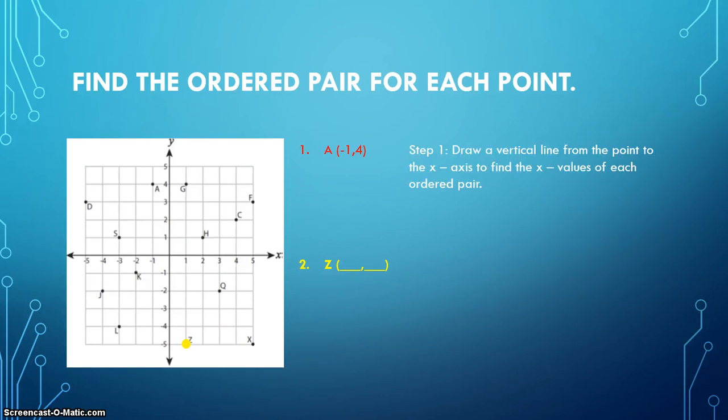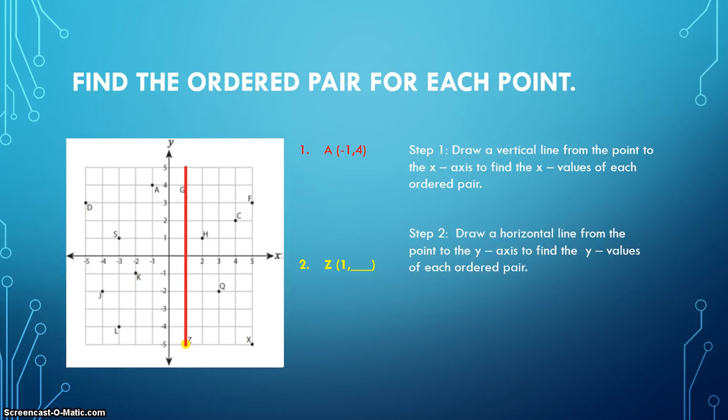And now that we got that, again, we're going to repeat the process. We're going to draw a vertical line to find the x value. And I'm going to draw a red vertical line. And now I'm going to see where that line intersects the x-axis so I can find that value. And I see that it intersects at 1. So the first number in the ordered pair is 1.